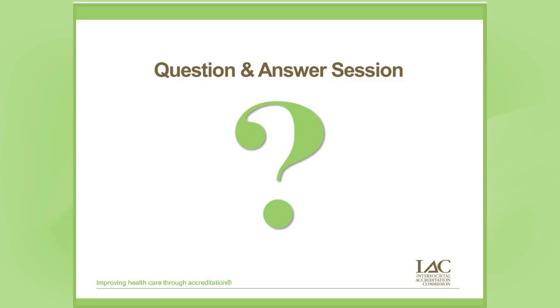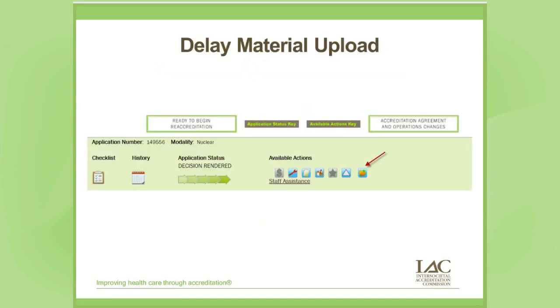Maria, there's a couple questions about the delay material upload option. Could you please just go through that real quick again? Sure. So the delay material upload, I'm not sure if everybody can still see the slides, but I'm going to bring them back up. If you receive a letter after the decision has been rendered that says that you were delayed accreditation and we require additional materials for you to be compliant, once you have everything that we asked for ready to submit, you're going to log into your online account, click on the applications tab, go to that current application, and under the available actions, you will click on the icon that looks like a little folder.